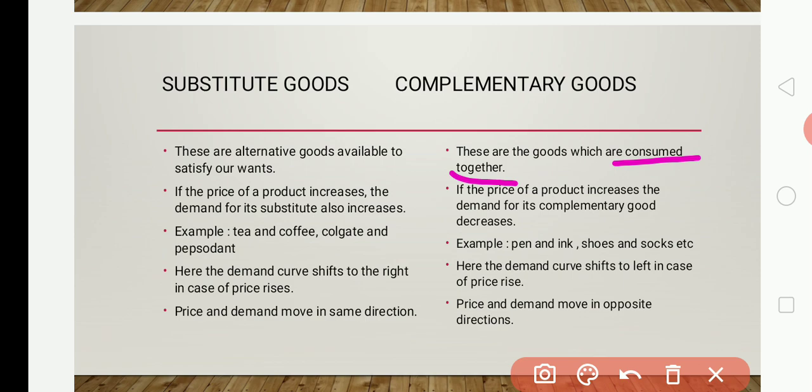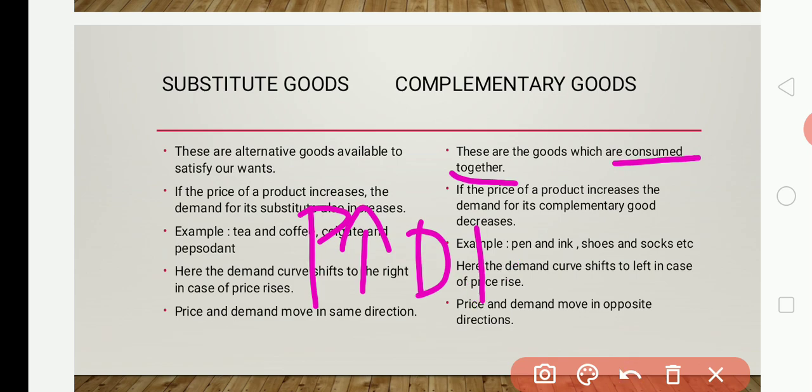So petrol and bike, both goods are required to reach a particular place. In the same way, I have a pen but I don't have ink. Can I write? I cannot write. So pen and ink are the two commodities which are complements to each other. So if the price of a product increases, the demand for its complementary goods will be decreased. Okay, such goods are called complementary goods.